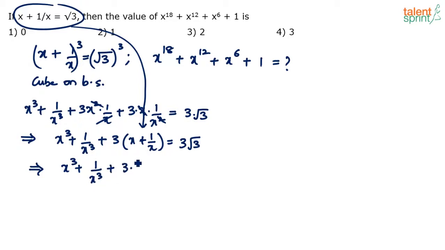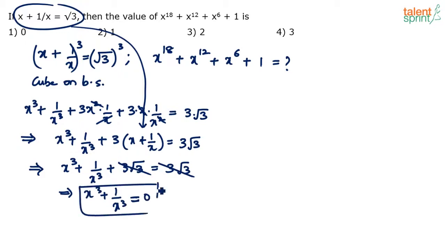Plus 3 into x plus 1 by x is √3. So this is 3 √3, which is equal to 3 √3. Now 3 √3 and 3 √3 get cancelled on both the sides. So what do we have? We have x cube plus 1 by x cube equals 0. I think that's the most important conclusion that we arrive at from the given equation. The equation says x plus 1 by x equals √3. Then x cube plus 1 by x cube equals 0.